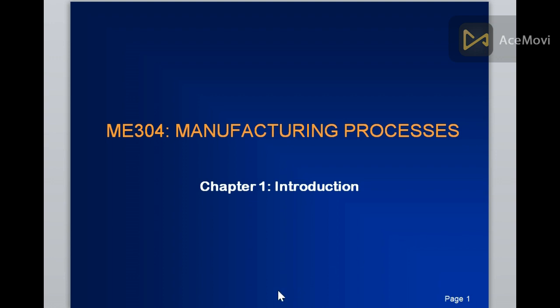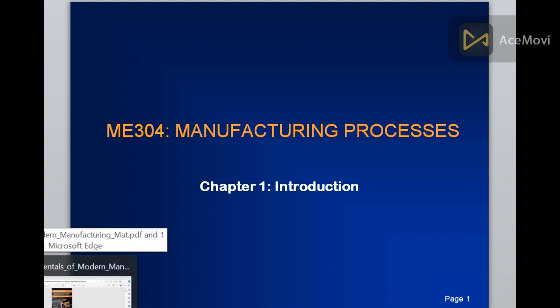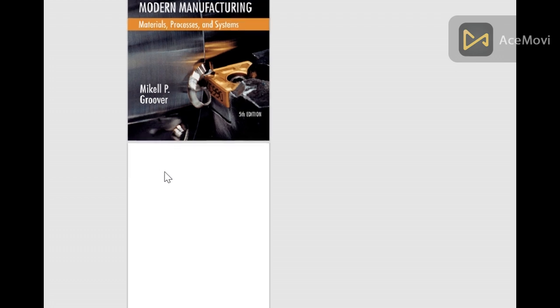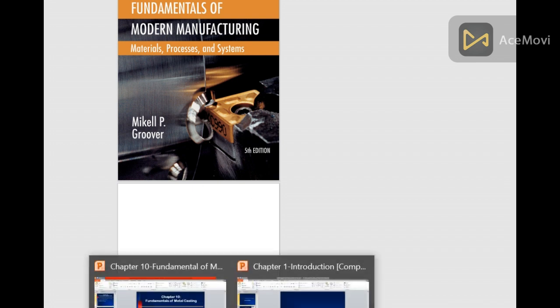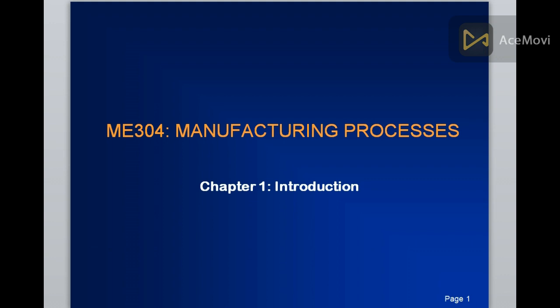The course we are studying is extracted from the book named Fundamentals of Modern Manufacturing: Materials, Processes, and Systems, a book by Mikell P. Groover, fifth edition. We are studying our course, manufacturing processes, so it is not a complete book. It's some chapters included in this. In this video, we are going to give you some introduction about manufacturing processes.